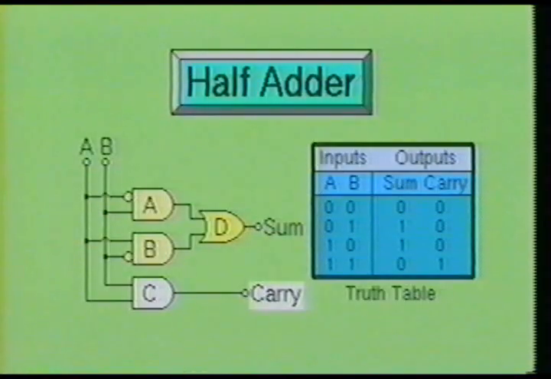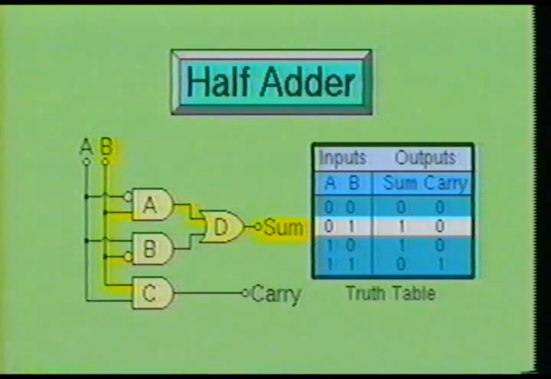There is also a third AND gate which does not have an inverter at its input. This gate is used to produce the carry out bit of the stage. From the truth table, we see that the sum is 0 and the carry is 0 when both inputs A and B are 0.